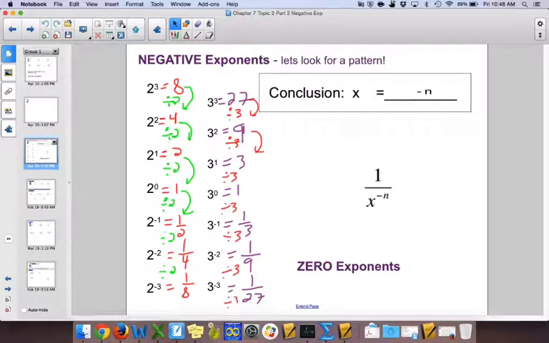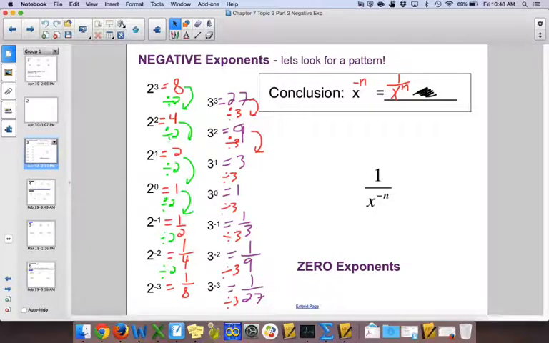Alright? So you may or may not see this pattern yet, but the conclusion is that x to the negative n power, as a negative exponent, is going to be equal to 1 over x to the n power. And if you see this little negative n on your sheet, that is a typo, so I'm just going to have you scribble that out. So the conclusion is x to the negative n is equal to 1 over x to the n power.